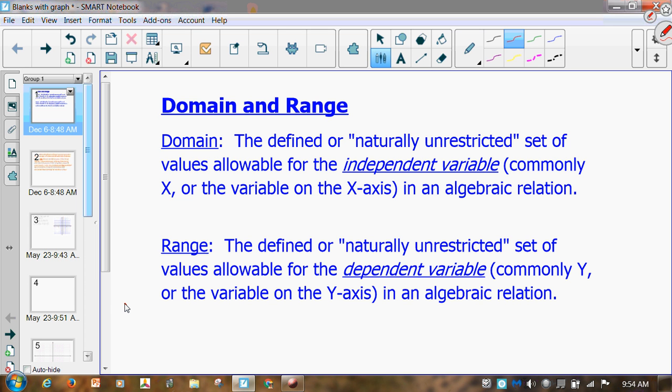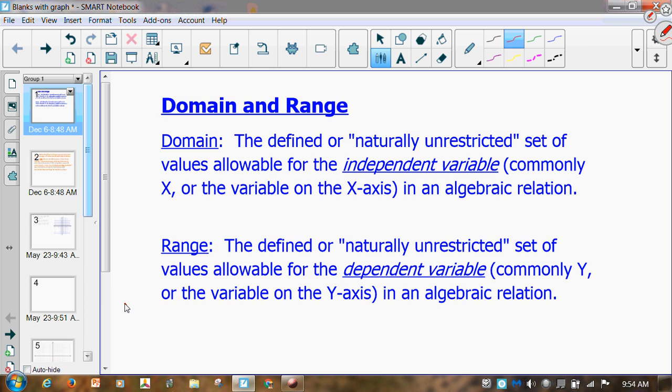Or naturally unrestricted means that if I did not have to restrict the data and I were putting this on a piece of graph paper, how far could the values go with nothing else to restrict the data? And that will be applying more to the continuous data, and we'll of course illustrate that in part 2. The range is the defined or naturally unrestricted set of values allowable for the dependent variable, which, most commonly with algebra, is the y variable or the variable which is attached to the y-axis, again in an algebraic relation.